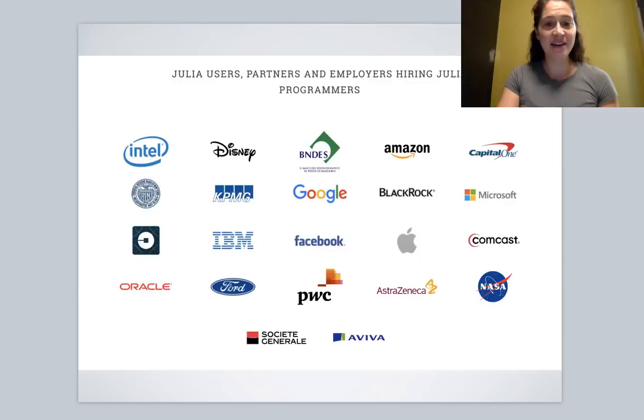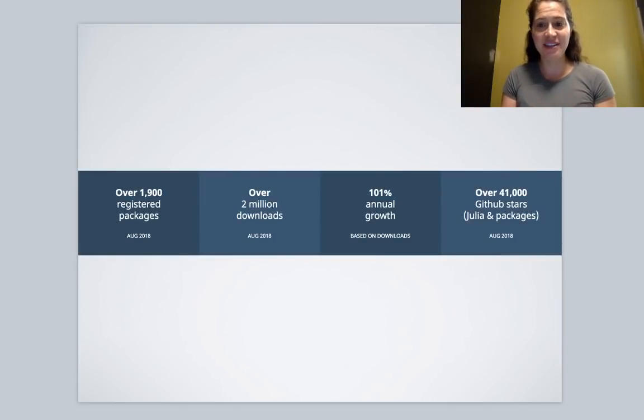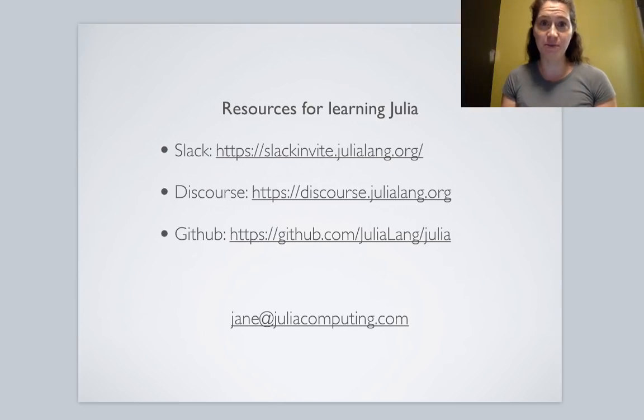Beyond that, as of August 2018, these are some of our growth statistics to give you a sense of Julia uptake. We're at over 2 million downloads now. The Julia 1.0 release was in August, and this is the first tutorial where I'll actually be using 1.0 on JuliaBox.